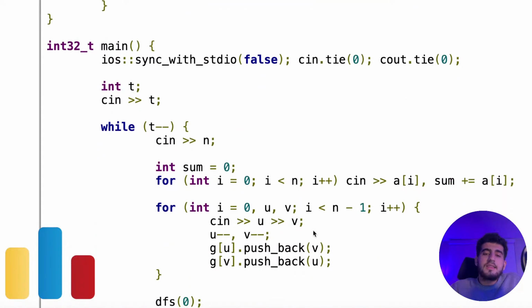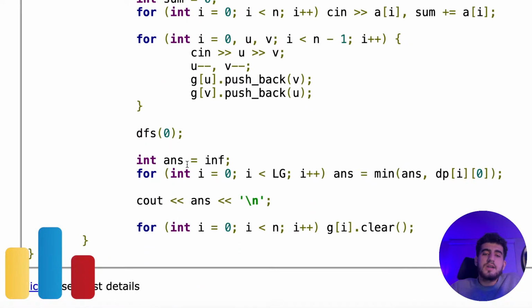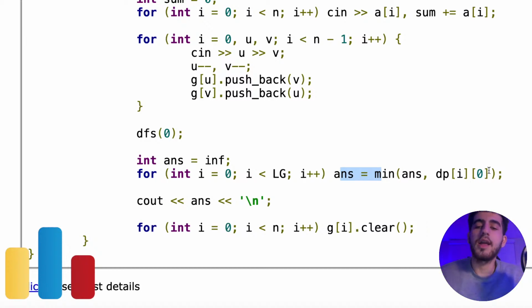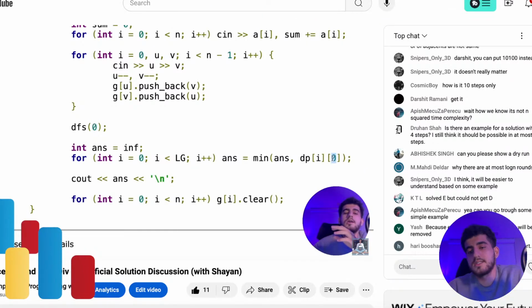And then at the end, after this DFS, I set ans equal to inf, and I have a for loop, each time I say that ans is equal to the minimum of ans and DP of i and 0. 0 is the root of my tree, so it's going to be DP of i and 0. So this root will be dead in this step i, and everybody is going to get killed. And at the end I just print ans, and then I clear the adjacency vector. Does it make sense?